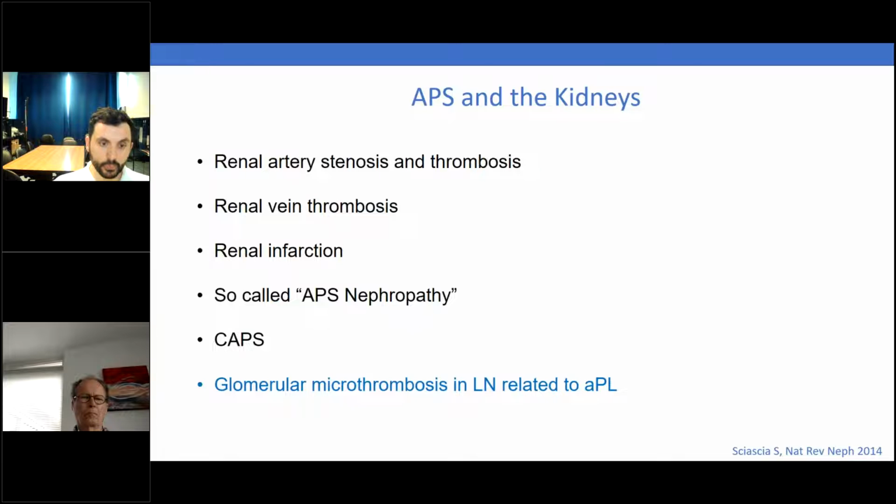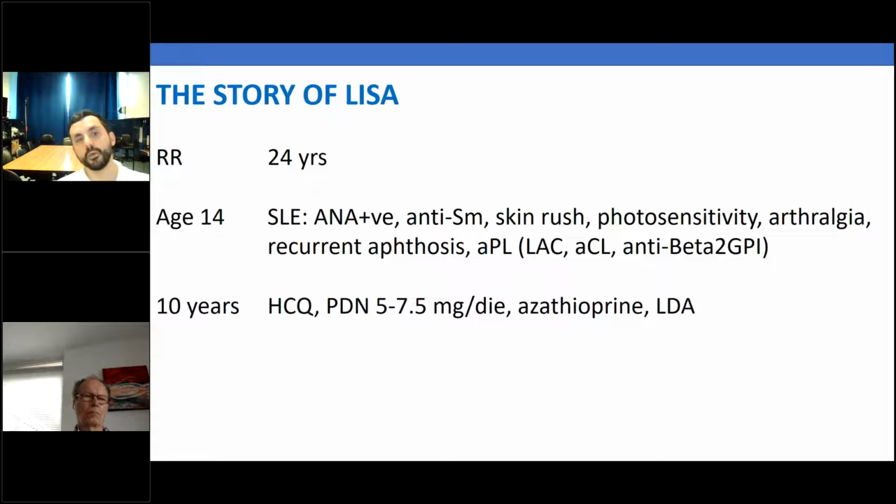Now I want to move to probably the most challenging aspect of this topic, which is when glomerular microthrombosis or TMA happen in a patient with lupus nephritis and antiphospholipid antibodies. And I want to share one of the cases that triggered my interest in this field, because, as very often happens, it is the story of one very particular patient that might trigger a new line of research.